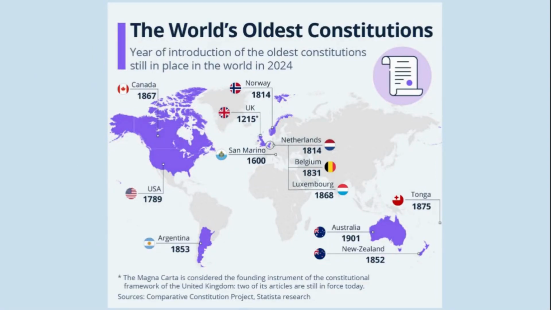This is a diagram that will give you an idea of some of the world's oldest constitutions. We can see here on the map that the oldest is actually from the United Kingdom. So think England, Britain and Ireland. That's the year 1215, and that's actually the Magna Carta. It's considered the founding instrument of the constitutional framework of the United Kingdom. That Magna Carta, the Great Charter, is used essentially as their constitution, even though it's obviously been changed and built upon. But that's the earliest example of constitutional framework.